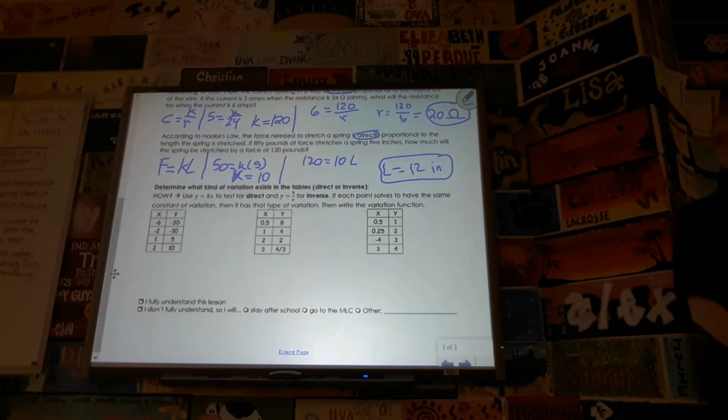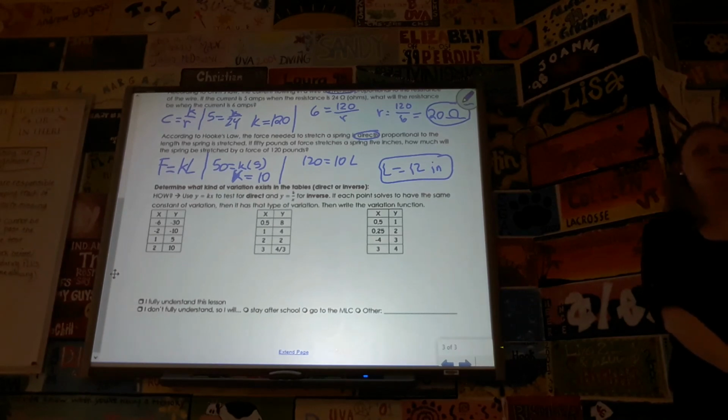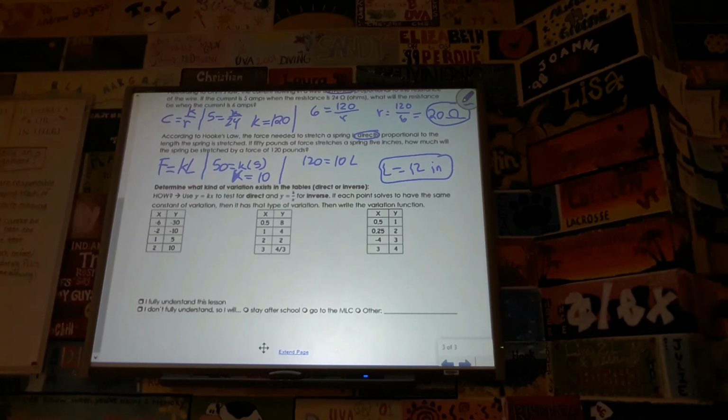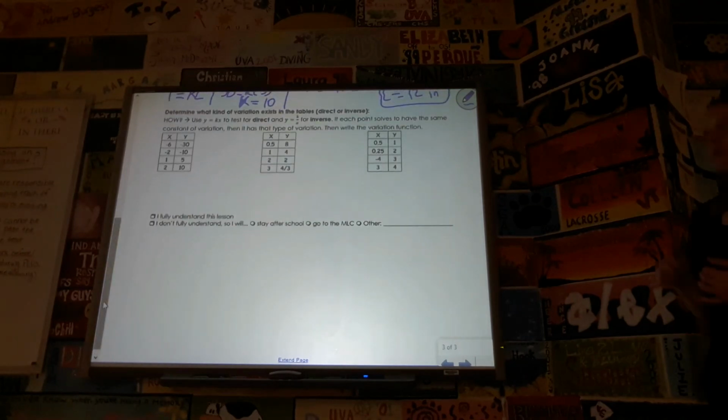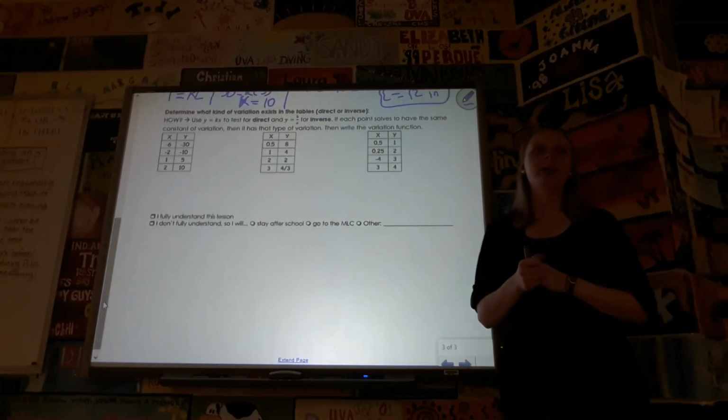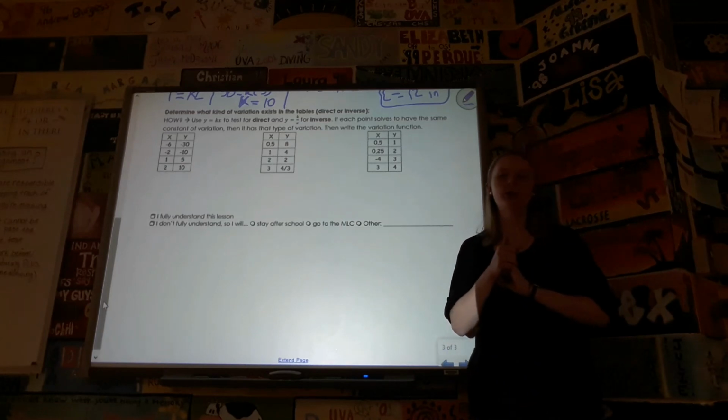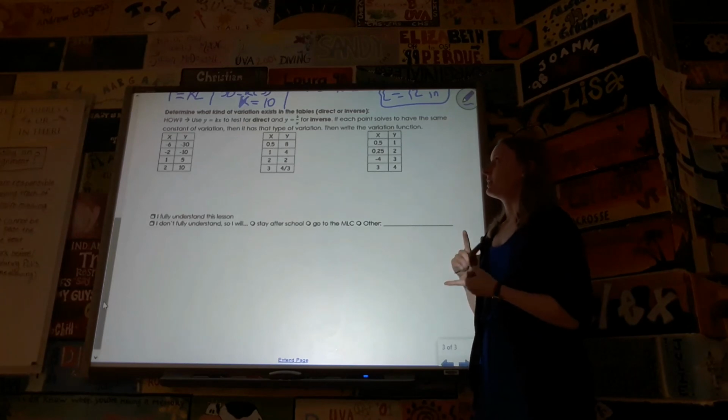Alright, any questions up till here? Alright, last thing we're going to talk about is how to tell if a set of points represents a direct variation or an inverse variation. You cannot have a joint variation because joint variation needs 3 variables and a point is only in terms of 2. So it's either going to be direct or inverse.